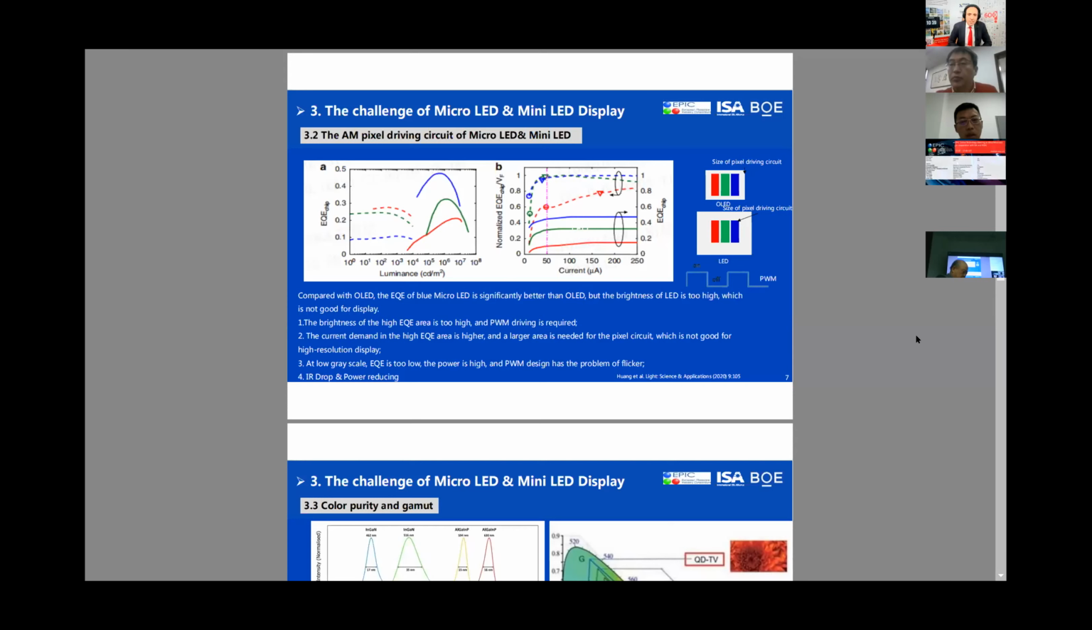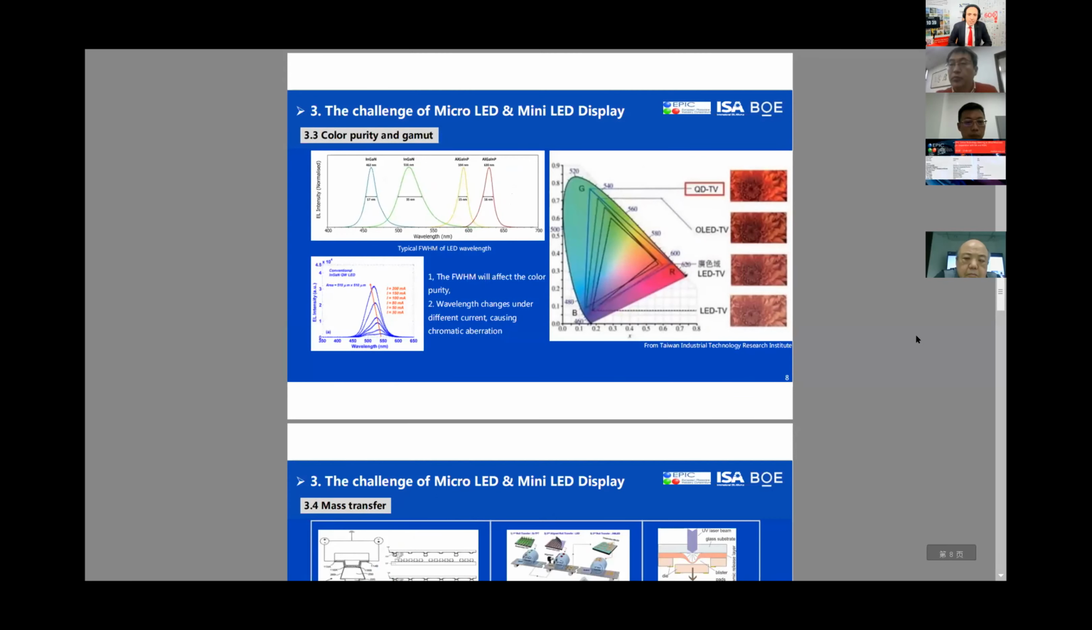So this is also something disadvantageous to the application of high PPI. And third is that at the low grayscale, EQE is too low and power consumption is too high. And also the PWM design has a problem of flicker. And the fourth point is for the airdrop and also the topic of lowering the power consumption. And the third challenge here is the color purity and also the gamut. And because of this issue, it's going to impact the whole performance of the LED display.